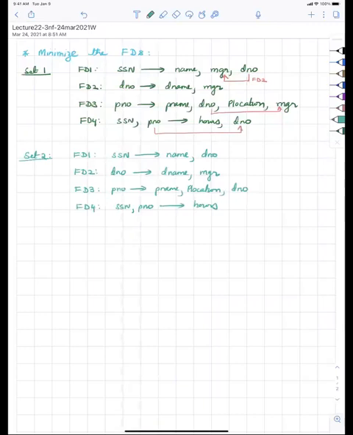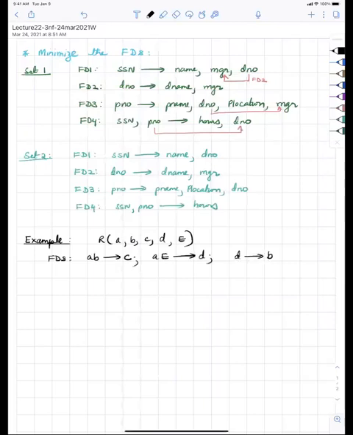I want to give a few more examples before I start with third normal form. Suppose we have this table with attributes A, B, C, D, and E, and you're given the functional dependencies: AB determines C, AE determines D, and D determines B. I would like you to figure out which of the following are true from the above.